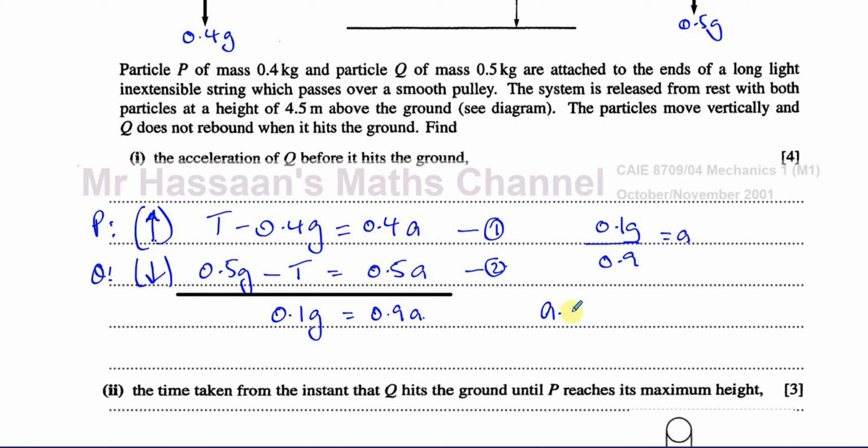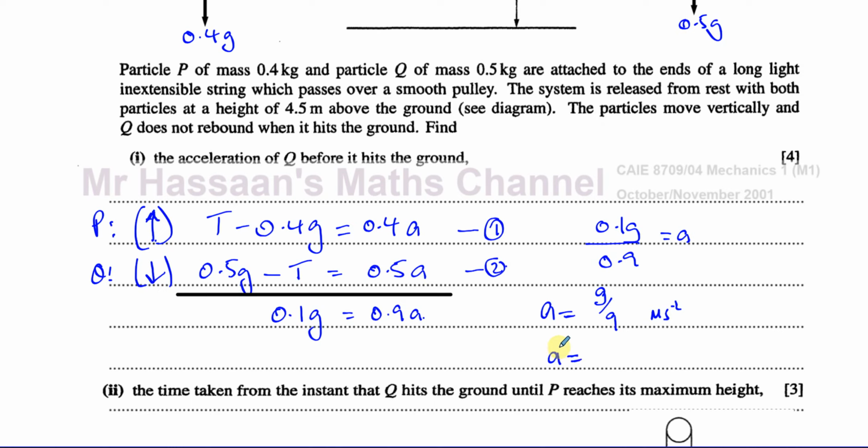You can say a is equal to 1 over 9 g meters per second squared. If you want to leave it like this, that's fine. In fact, I can leave it as g over 9, probably better for now. So g over 9 meters per second squared. However, we should really put it to 3SF. Most mark schemes will show that.